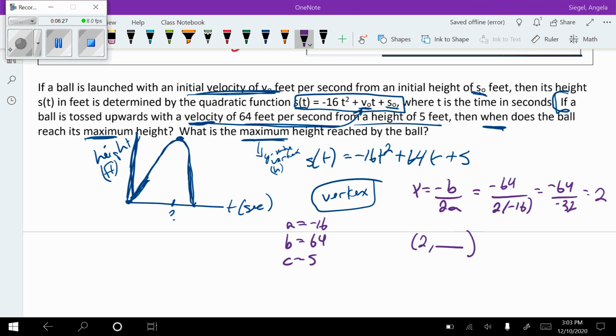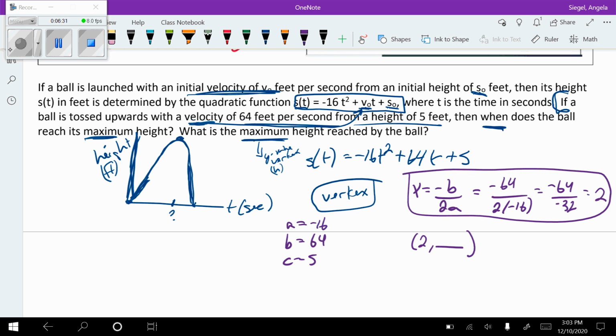Okay, so I did the axis of symmetry, and I found that my x value is going to be 2. That is how long it takes for the ball to reach its maximum height. So when does the ball reach its maximum height? At 2 seconds. Okay, so now I'm going to plug in 2 into my formula for t and figure out what my answer is. So go ahead and do that.